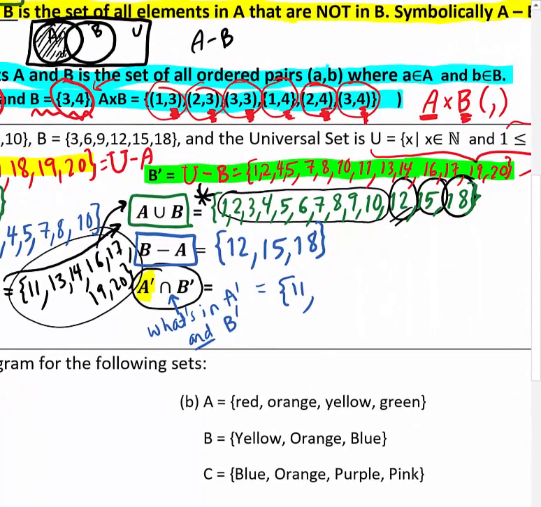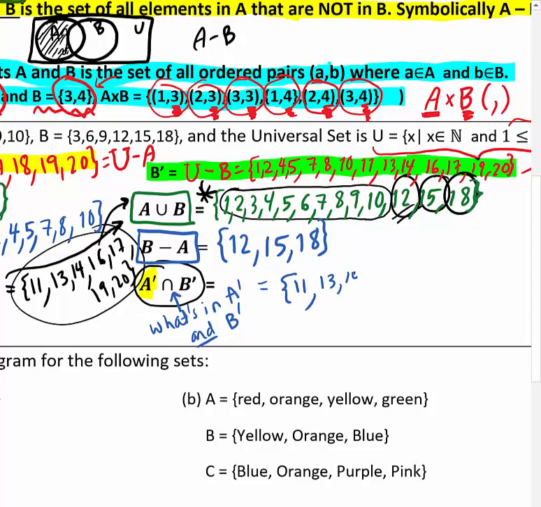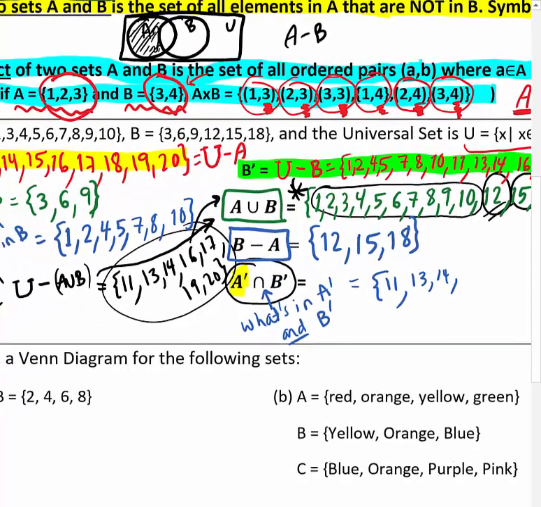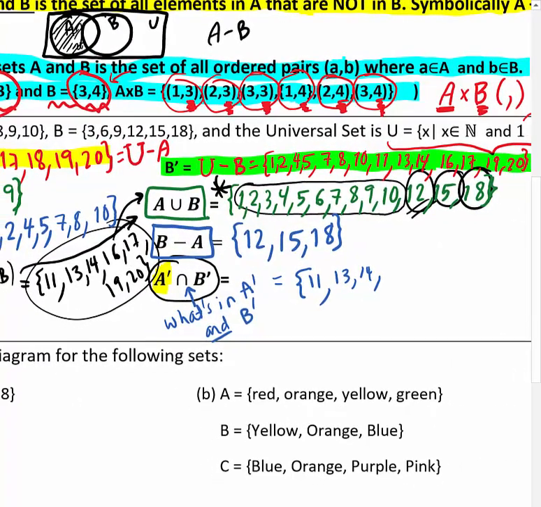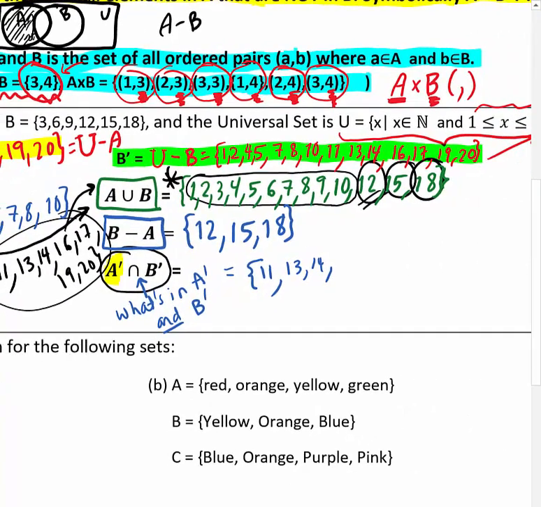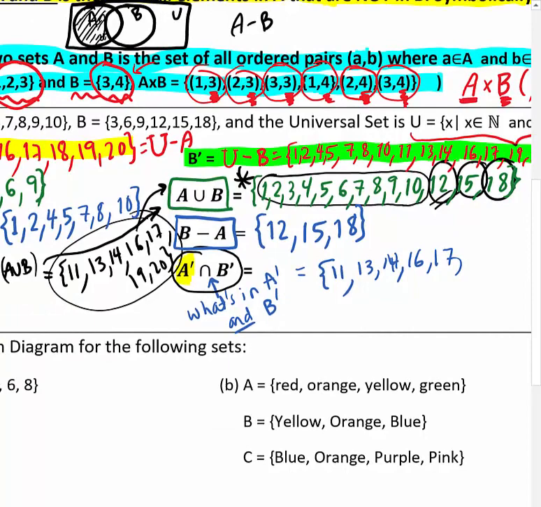Let's see. I'm gonna add 13 and 14. Where are we? What else? Yeah, let's see. No, 13's not in A. Let's add 16, 17, yes. Oh no, let's add. What else is there? 19, 20? Yep, 19, 20.